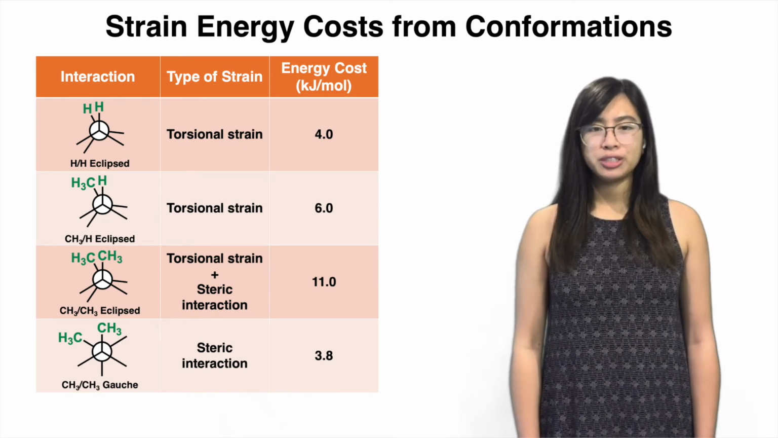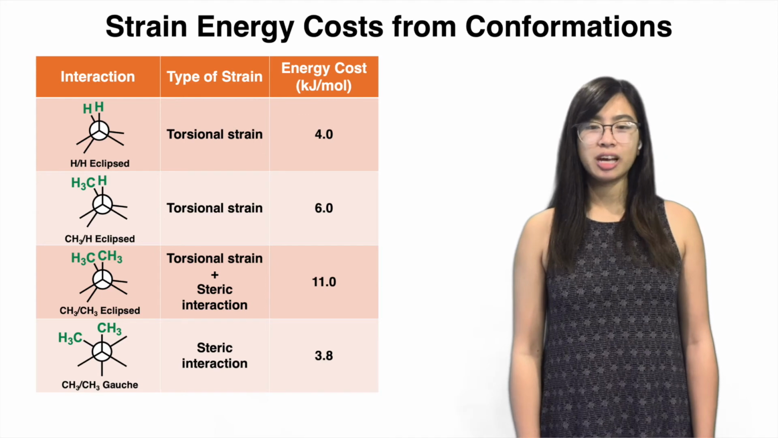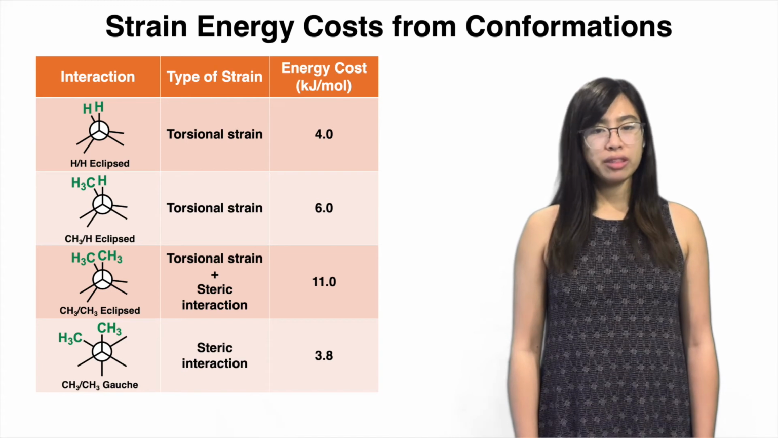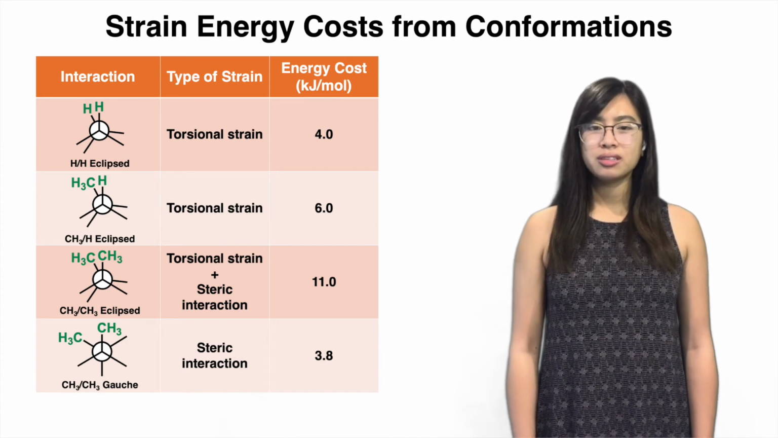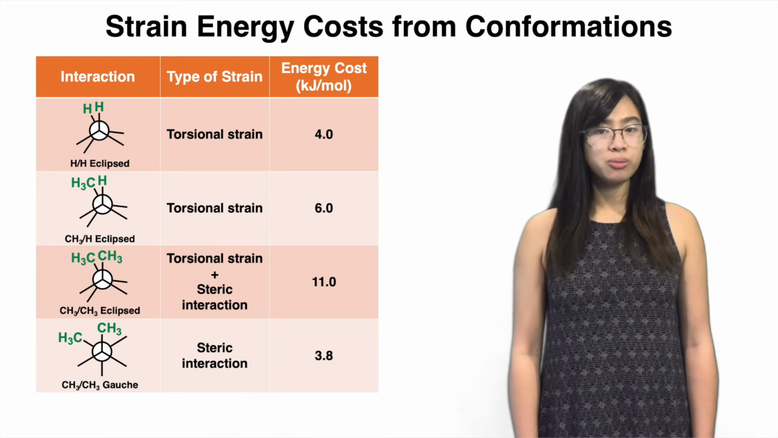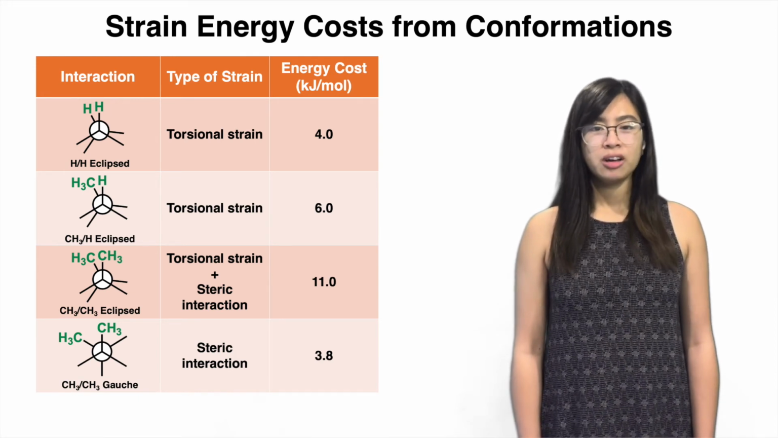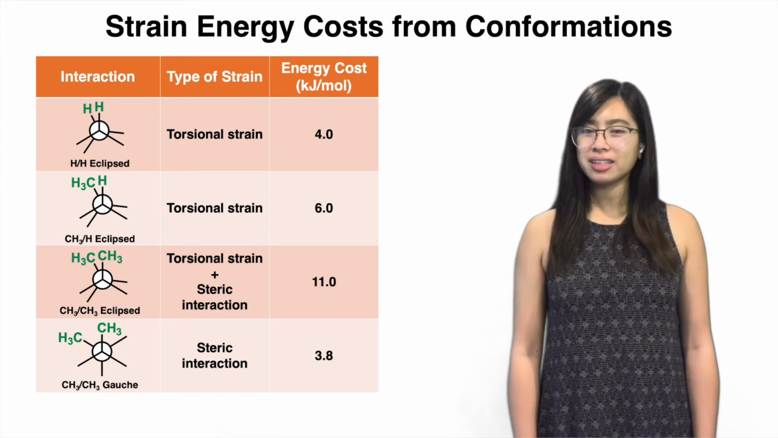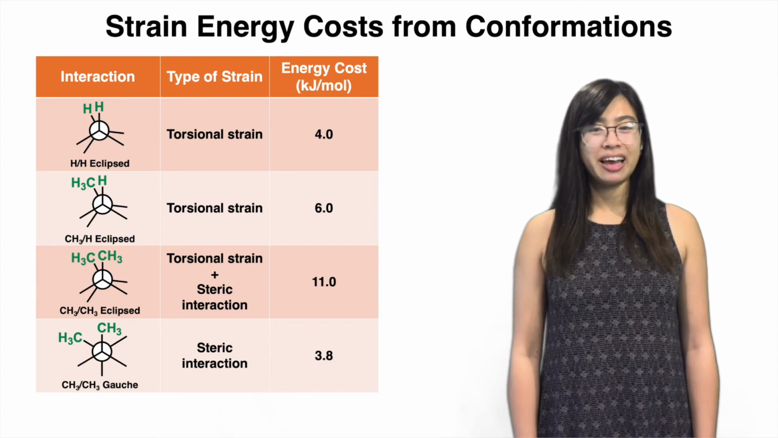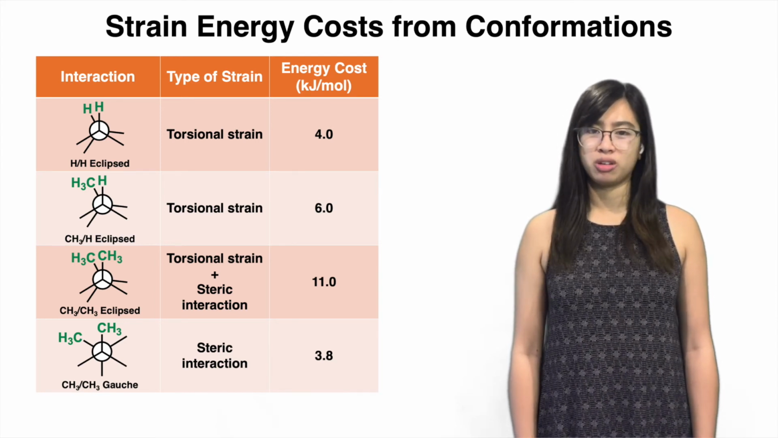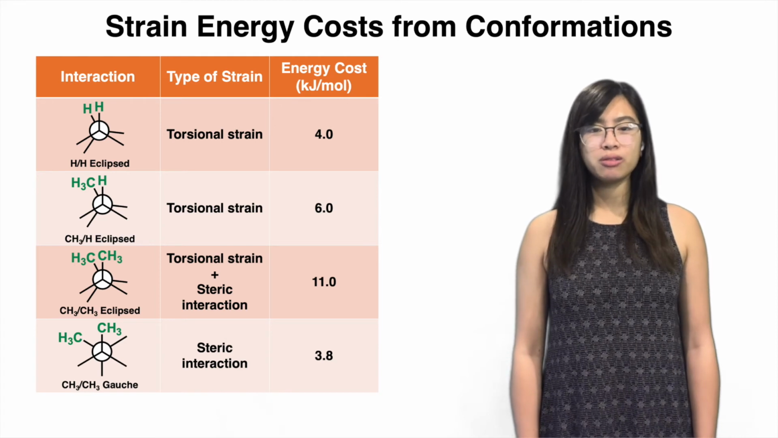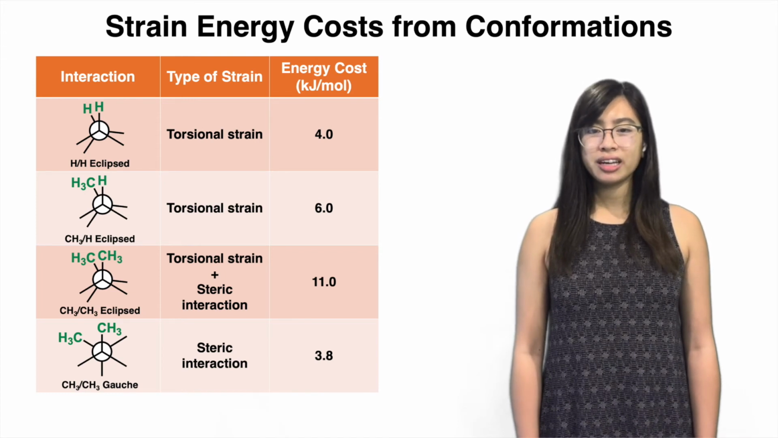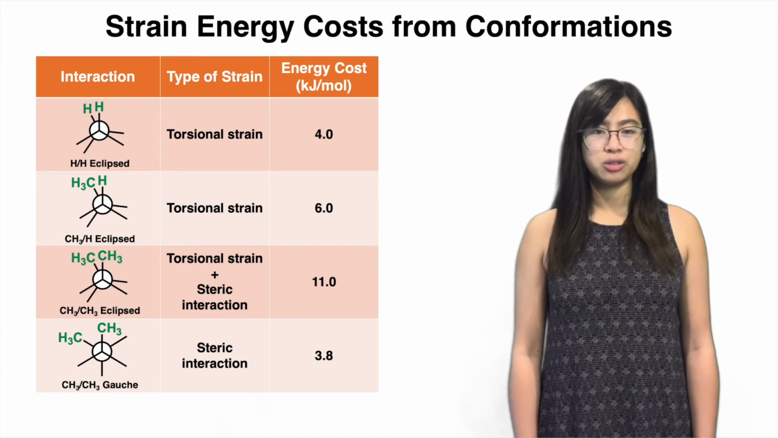So when two hydrogen atoms eclipse with one another, this is a type of torsional strain that costs 4 kilojoules per mole. When a methyl group and a hydrogen atom eclipse, this is also torsional strain, but costs a little more, 6 kilojoules per mole. When two methyl groups eclipse, this is a combination of both torsional strain and steric interaction, which pays a hefty energy cost of 11 kilojoules per mole. And lastly, when two methyl groups are gauche to one another in a staggered conformation, this is a type of steric interaction that costs 3.8 kilojoules per mole.